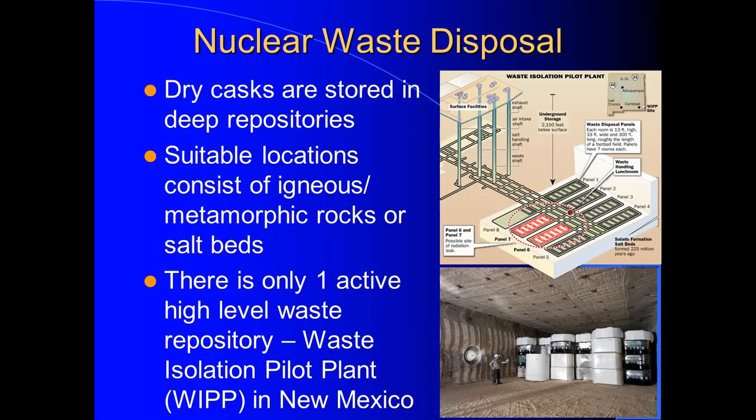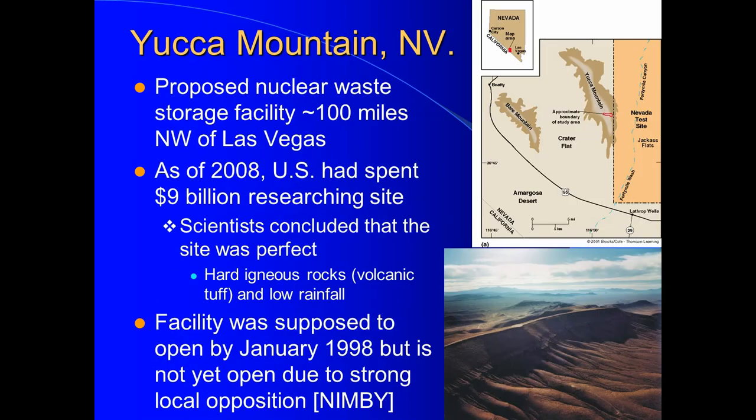So once again, there's a law on the books telling us how we have to get rid of this waste. Now, I say that the WIPP site is the only active site in the U.S. For those of you that live in Nevada, you probably have heard about Yucca Mountain. Yucca Mountain is a mountain range about 100 miles northwest of where I am currently sitting in Las Vegas. We have been studying Yucca Mountain since the early 70s, and as of 2008, after about four decades of research, the U.S. had spent about $9 billion researching the feasibility of Yucca Mountain.